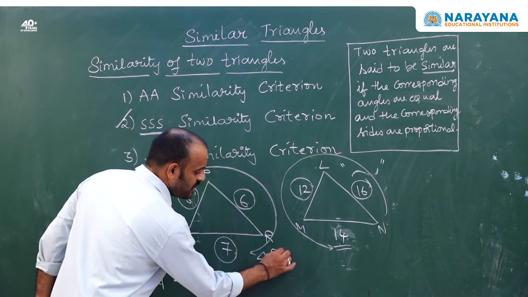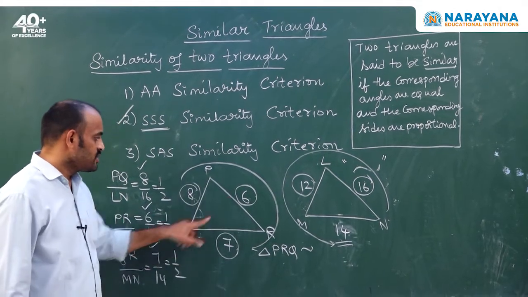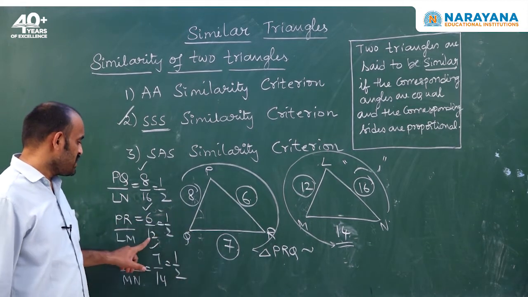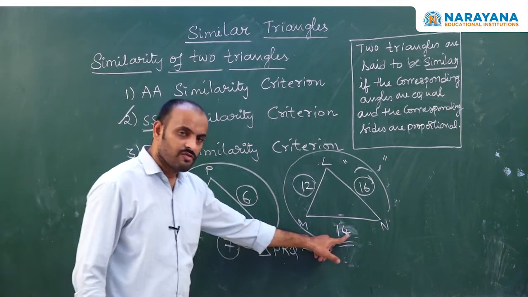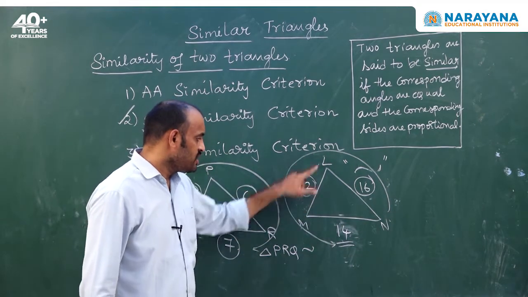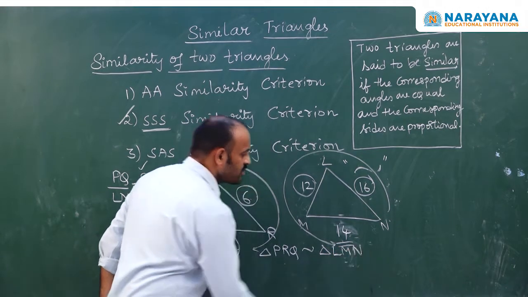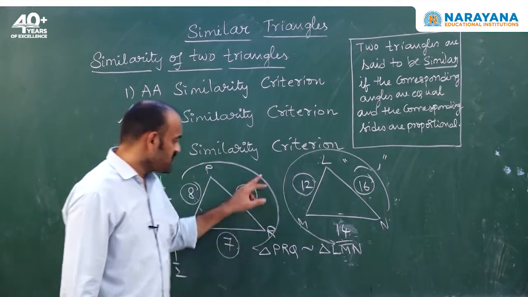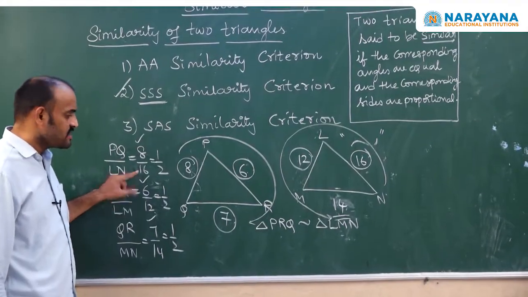Left hand side, triangle PRQ is similar to... PRQ means 6, 7, 8. For 6, what is the corresponding side? 12. For 7, what is the corresponding side? 14. For 8, what is the corresponding side? 16. That means I should come in this order: L, M, N. Triangle LMN. For 6, 7, 8, the corresponding sides are 12, 14, 16.